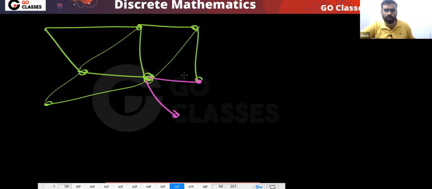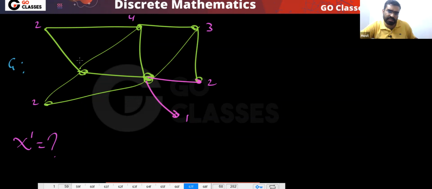Now tell me, what do you think? What is the edge chromatic number? In this graph, just find out the degrees. You can notice degree 2, degree 2, degree 1, degree 2, degree 3, and this has degree 4, and this has degree 4, and this is degree 6.